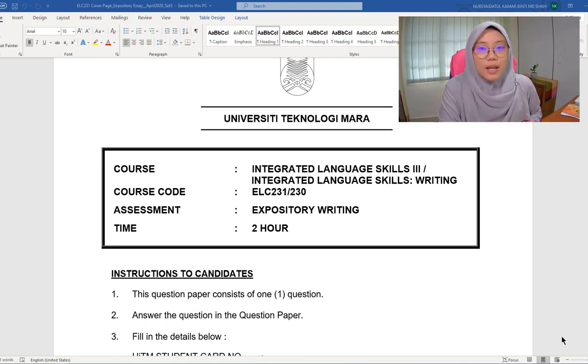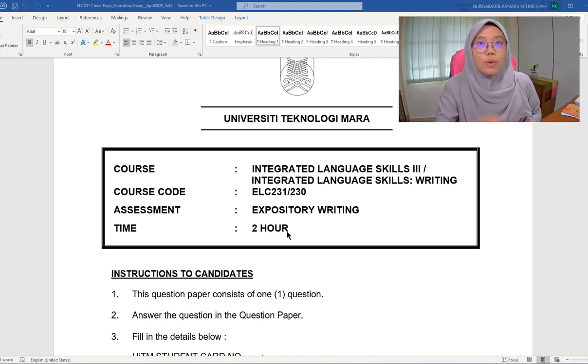Okay, so today I am going to introduce to you the first assessment that we are going to have for ELC231, that is the expository writing. This is also known as the essay writing test. For this assessment, you are required to write an essay, and this is the instruction here. It's expository writing, and you have 2 hours to complete it.